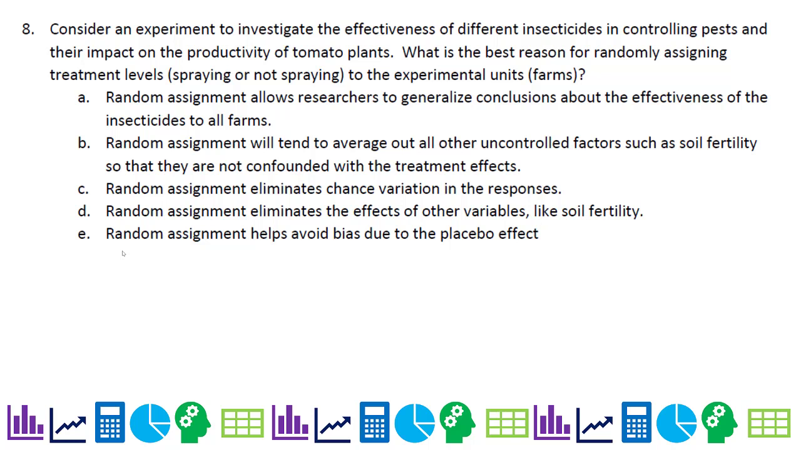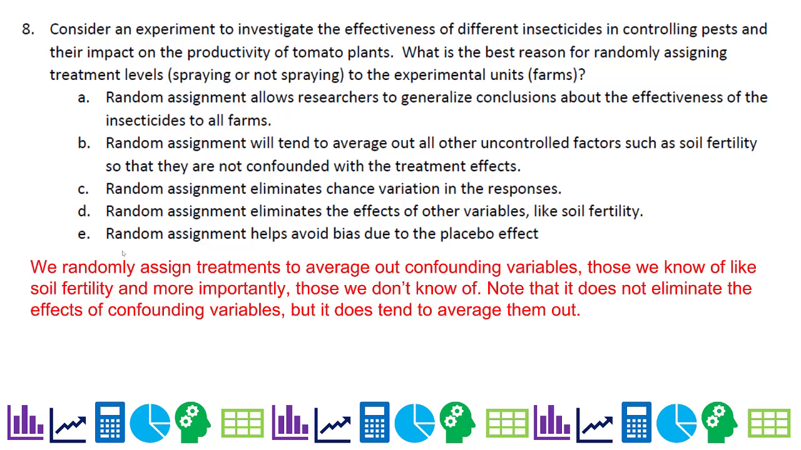Number 8, consider an experiment to investigate the effectiveness of different insecticides in controlling pests and their impact on the productivity of tomato plants. What is the best reason for randomly assigning treatment levels, spraying or not spraying, to the experimental units? Farms. So we randomly assign treatments to average out confounding variables.